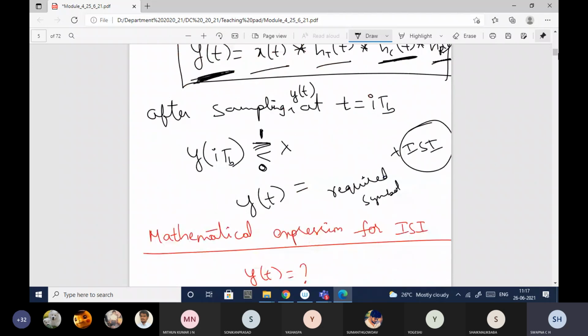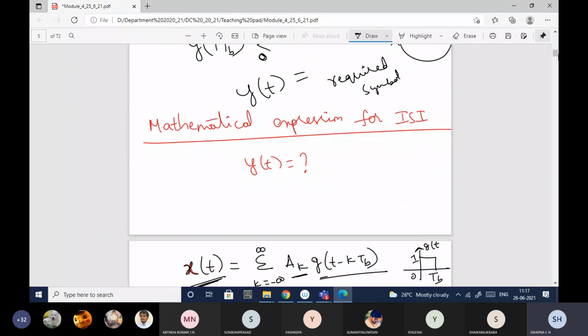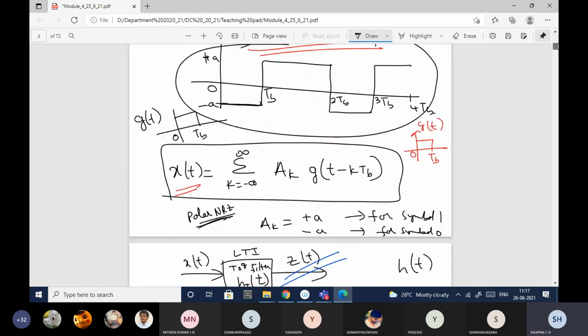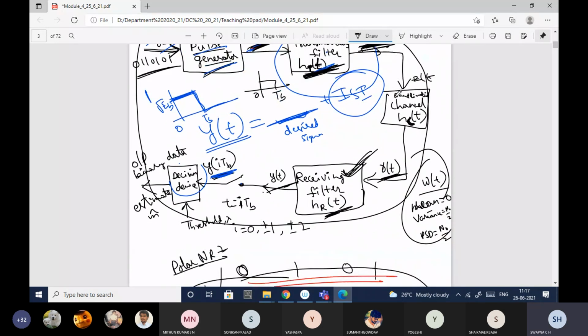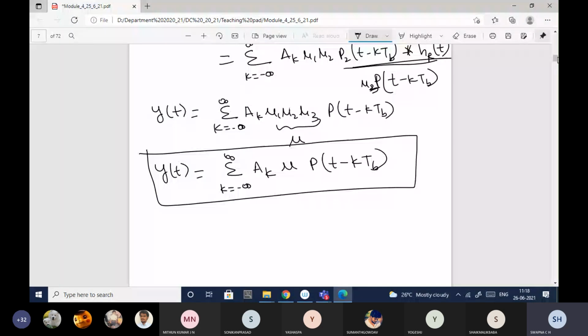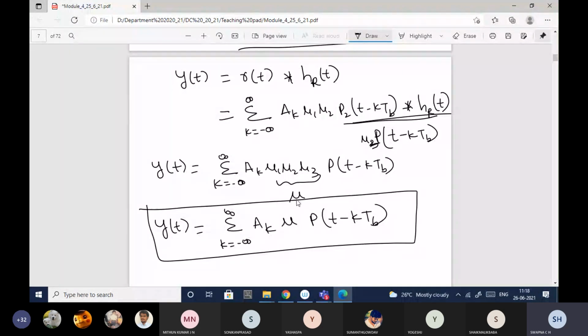Let me just go back. So this filter output I've got. One second. The output of the receiving filter is nothing but y of t, so I've got the equation for y of t. This is the equation which is representing your y of t signal.